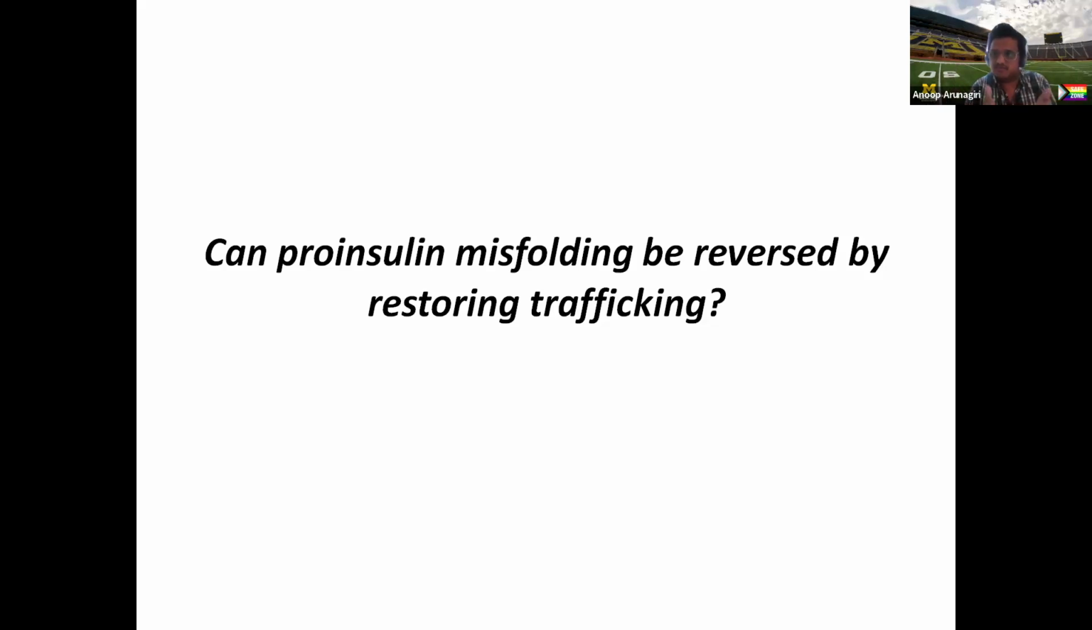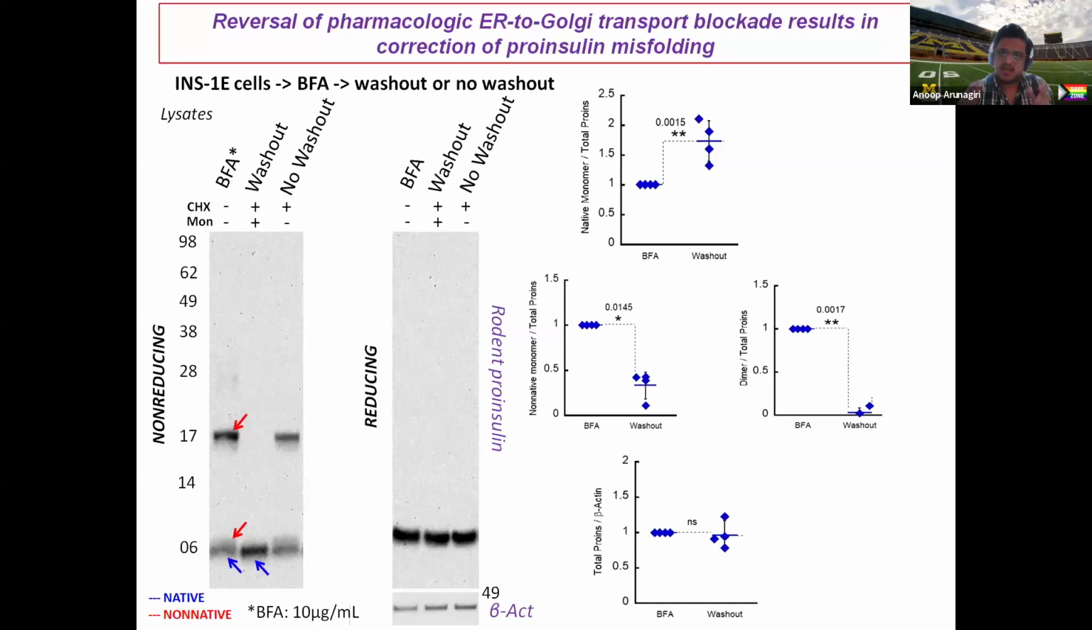Because we just learned that if we block trafficking, it will result in misfolding. So if you restore trafficking, can we fix folding? The answer is yes. We got very beautiful data from this. BFA addition leads to this dimerization, as I showed you, and there is also non-native monomer, and there is less of native monomer. Now, when I wash out BFA, because of its reversibility, the dimer is completely vanished.